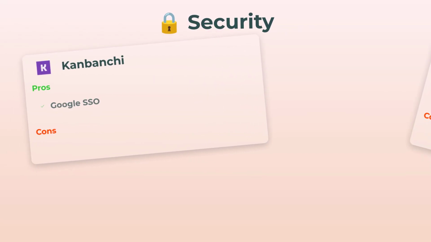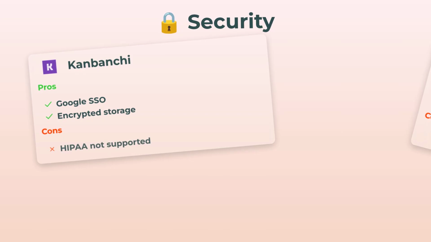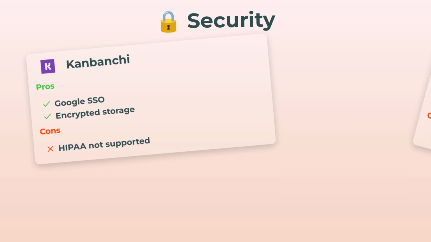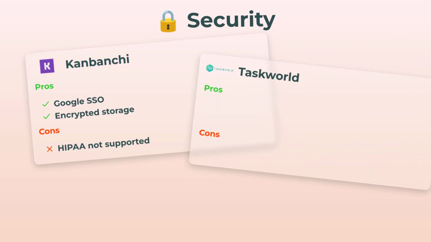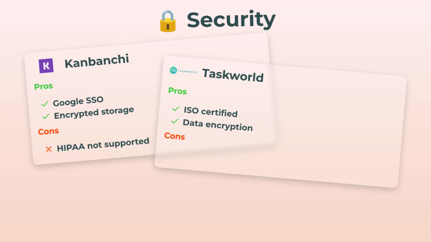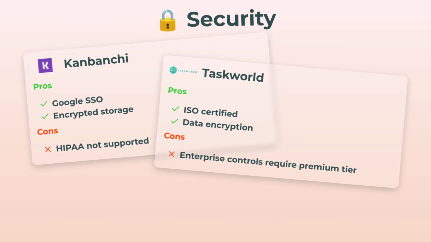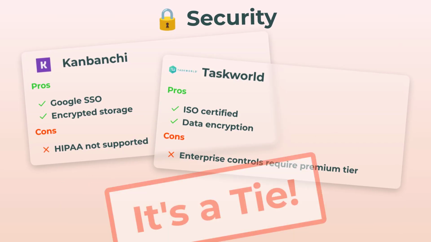Alright, security. Kanbanchi gives you Google SSO and keeps your data encrypted, which, I mean, nice, just heads up, no HIPAA support, so probably not for hospitals or anything. Taskworld whips out the ISO certifications and encrypts your data too, but if you want those hardcore enterprise controls, you're looking at higher tier payments. At the end of the day, both get a solid nod here. It's a tie.